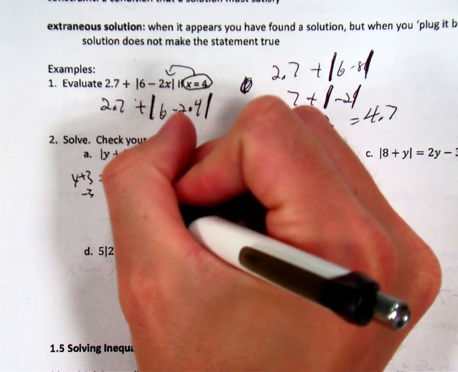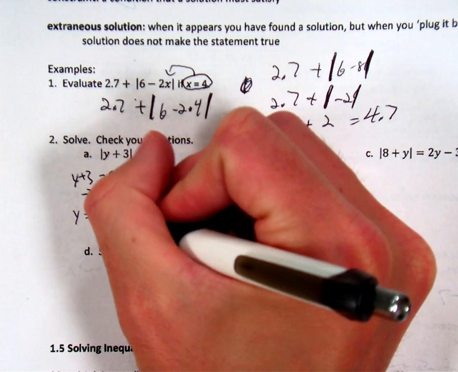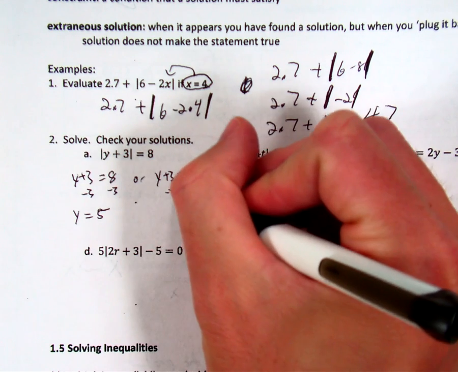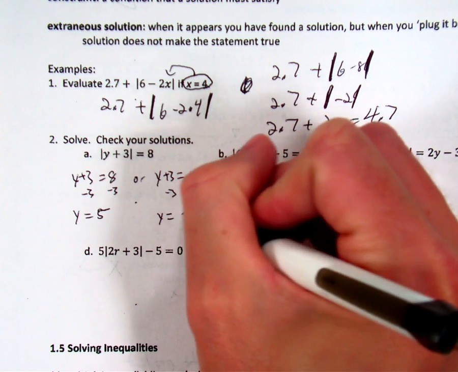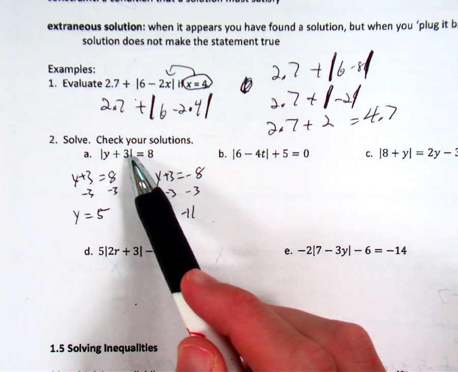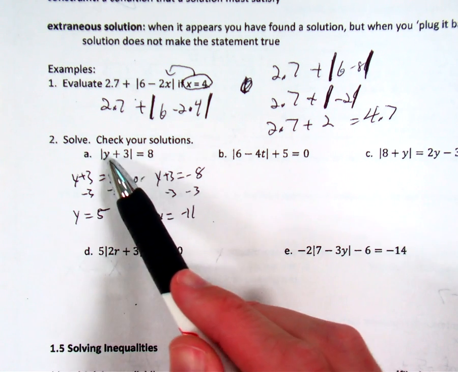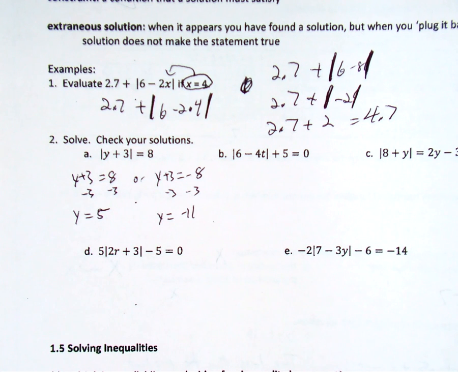We'll subtract 3 on both sides for both parts. We'll get 5 and -11. And sure enough, 5 plus 3 is 8. Absolute value of 8 is 8. -11 plus 3 is -8. Absolute value of -8 is 8. So it should work out just fine.